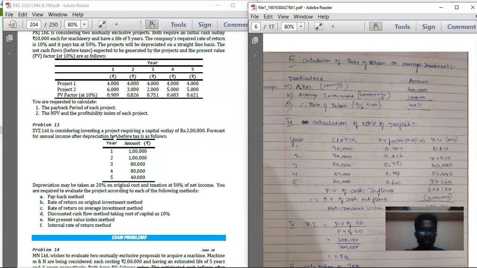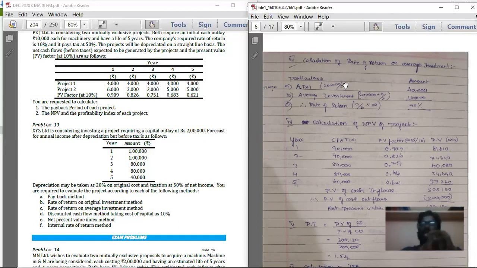See, project requiring a capital outlay of 2 lakh. Okay. Opening investment plus closing investment divided by 2, that is you will get average investment. So opening investment is 2 lakh rupees. Closing investment is 0 rupees. So divided by 2 you are going to get 1 lakh rupees. So that is the average investment.